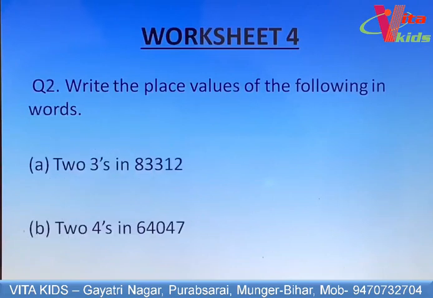Question number 2. Write the place value of the following in words. Two 3s in 83312. Now in this number we have 3 in 2 places. So we have to find the place value of both of them. You will write the first place value and in the next line you will write the next place value. Second one, two 4s in 64047. Here again the digit 4 is coming twice in this number. So both the place values have to be mentioned.